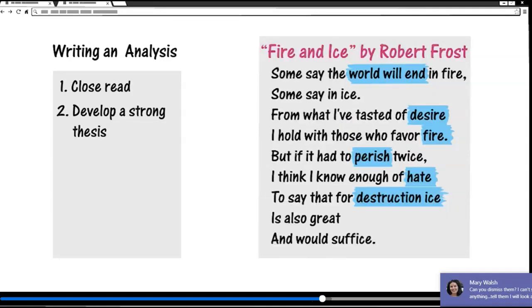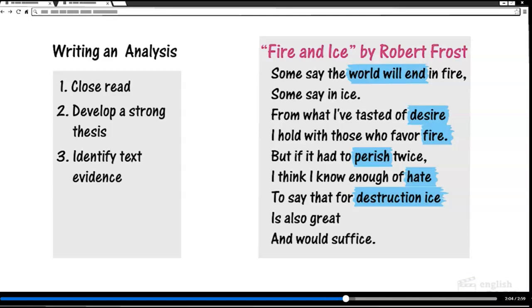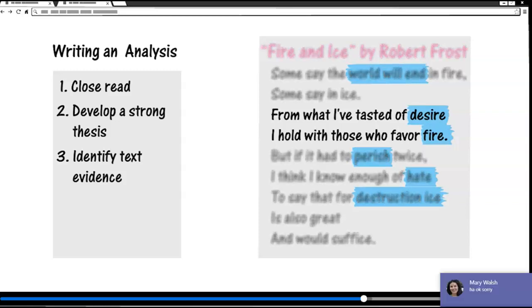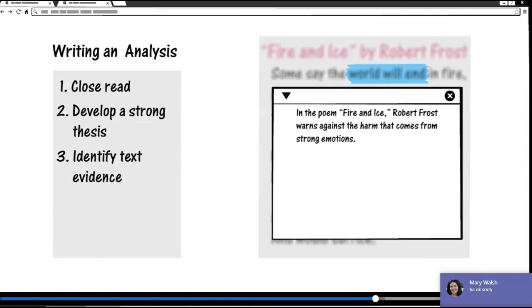Whew! Step 2 complete. My next task? Look for text evidence to support my thesis. If I can't find evidence, well, then it's probably not a very good thesis. But if I've done a close read of the text, finding text evidence is a snap. I think this is a great bit of evidence. This supports my thesis.